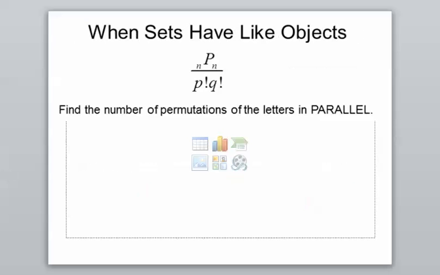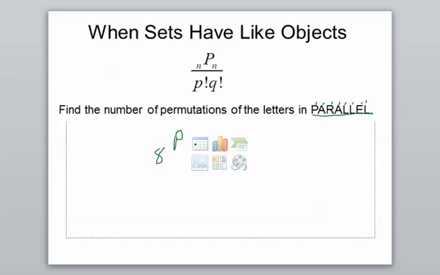Okay? So what if we have sets that have like objects? The example that we give you is that we can still use permutations, but if we wanted to find out the number of ways that we could write the letters in parallel, that's the word we're going to use, and we're going to write those out. Well, how many letters are there in parallel? Well, there's 1, 2, 3, 4, 5, 6, 7, 8. There are 8 letters in parallel, so 8 permutations.